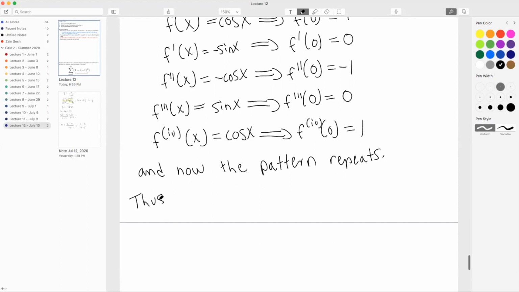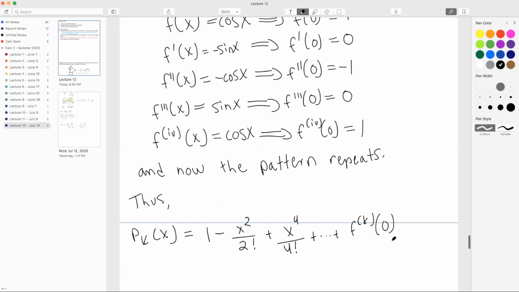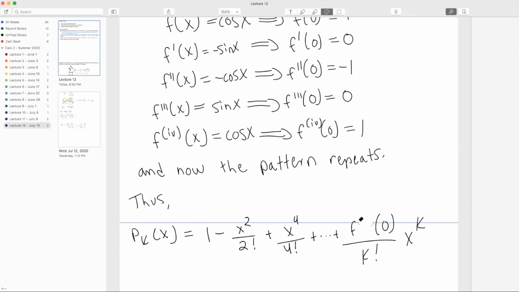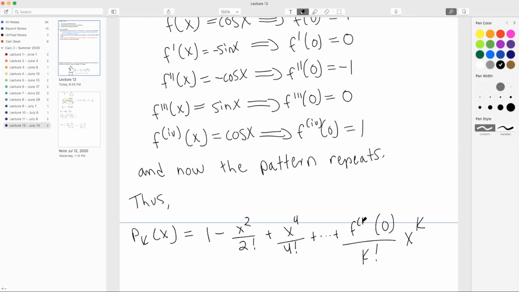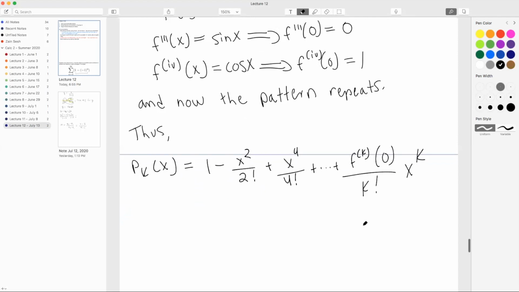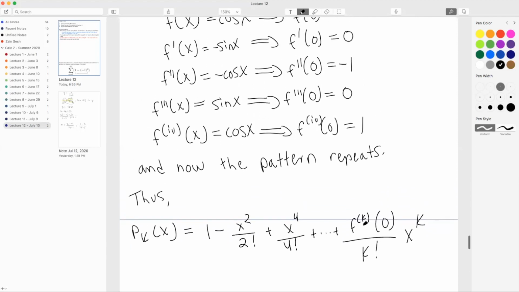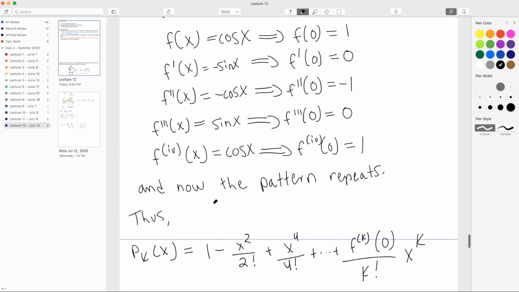So thus, the kth Taylor polynomial, or Maclaurin polynomial, is going to look like this: 1 minus x squared over 2 factorial plus x to the fourth over 4 factorial plus dot, dot, dot, plus the kth derivative evaluated at 0 over k factorial times x to the k. Let me just clean that up a little bit. So it's the kth derivative. Okay. And why are there no odd powers of x showing up? Because the coefficients in front of those are going to be 0. All of the derivatives of odd order are 0.